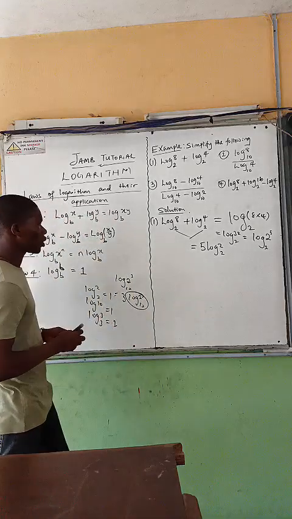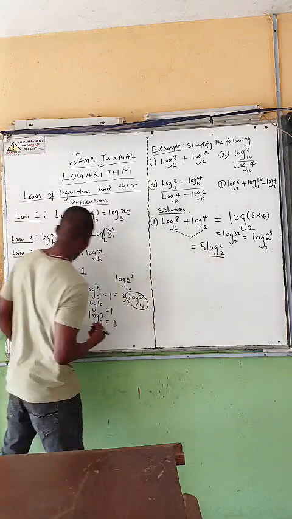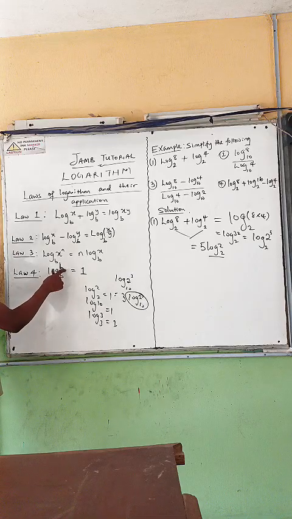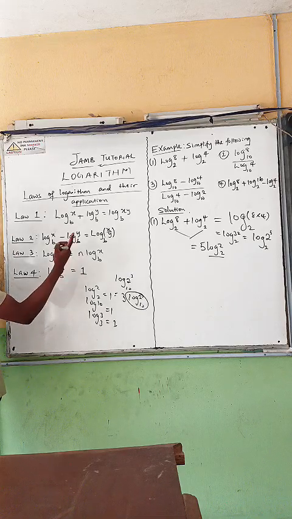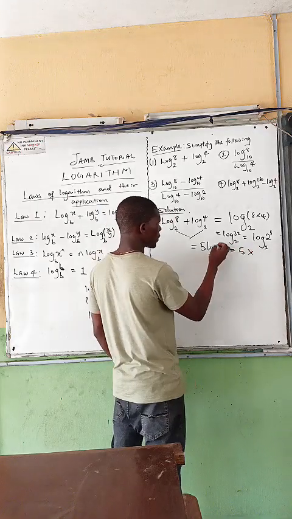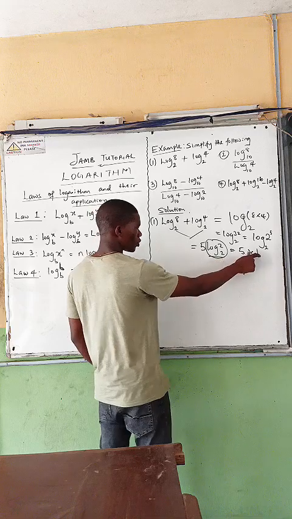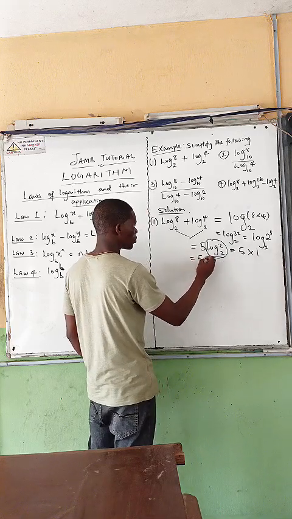Now we're not done. After that, this log 2 to base 2 that we have here is the number to its own base, and we say it is 1, right? So this equals 5 times what this has become, that is 1, because log 2 to base 2 now is 1. So our answer here becomes 5.